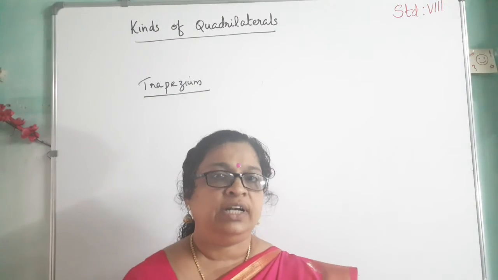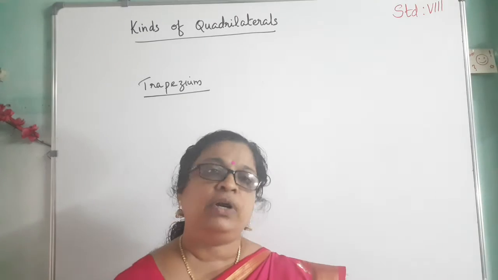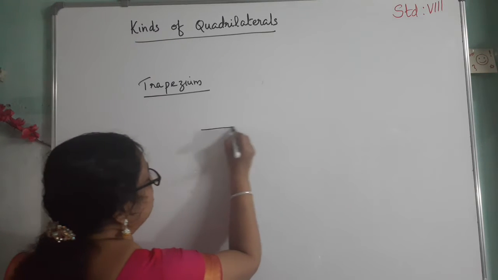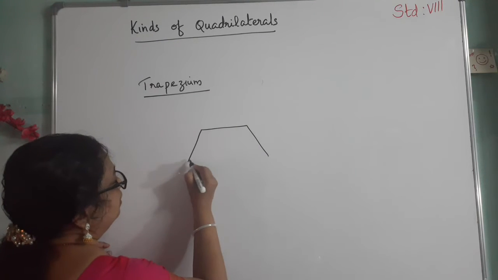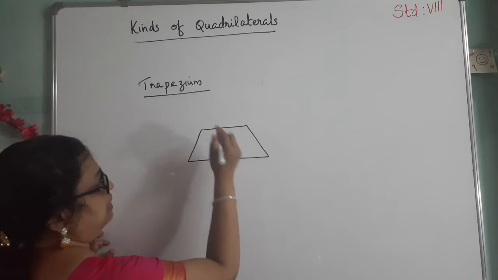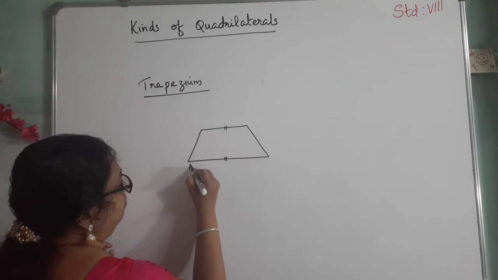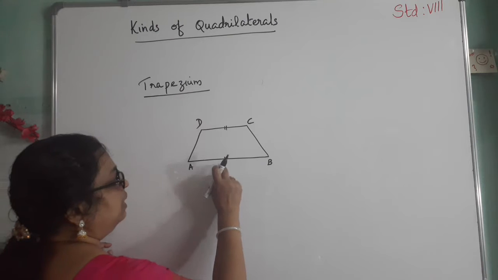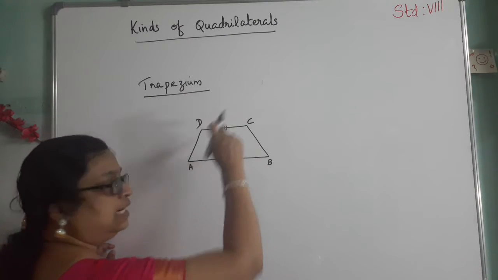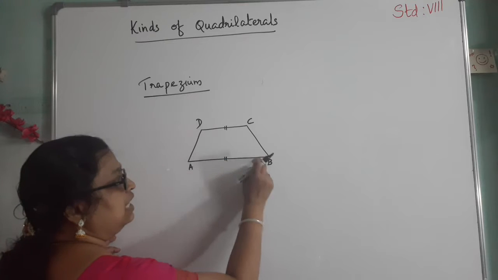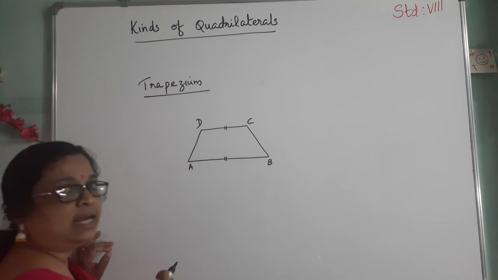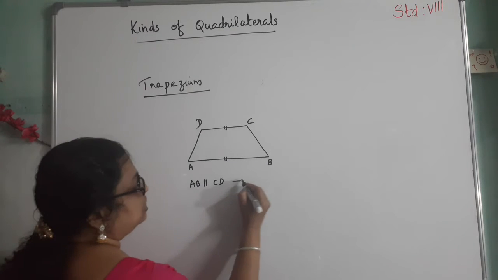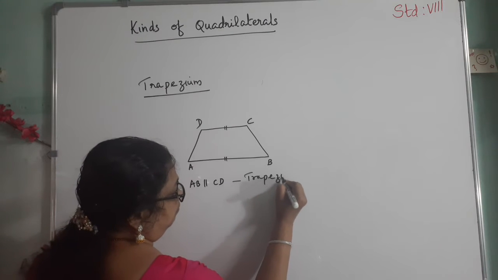Trapezium means it is a quadrilateral, that is it has four sides and four angles and a pair of sides are parallel. That we can draw in this way. This is a trapezium. We can name them A, B, C, D. So ABCD is a trapezium. Then these two sides, that is AB and CD, are parallel. It has four sides and four angles, but one pair of sides are parallel. Here AB parallel to CD and four sides are there, so it is called a trapezium.